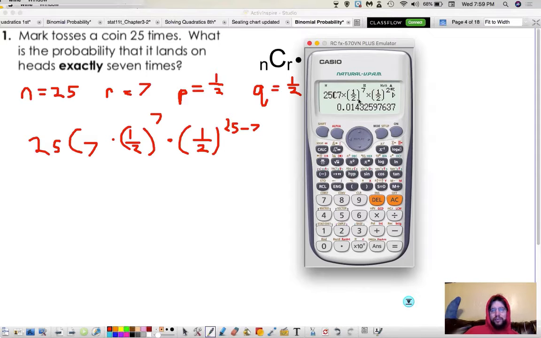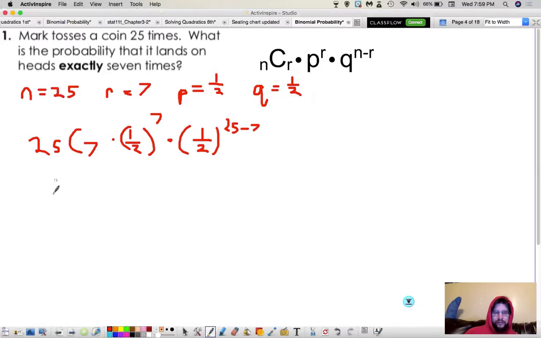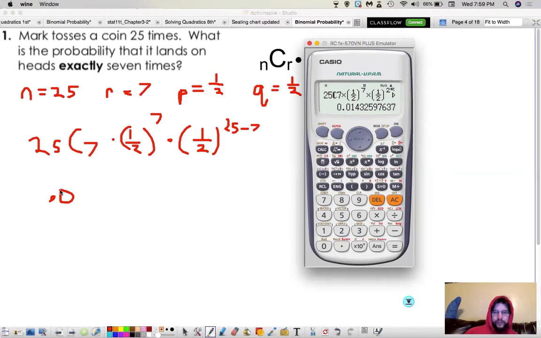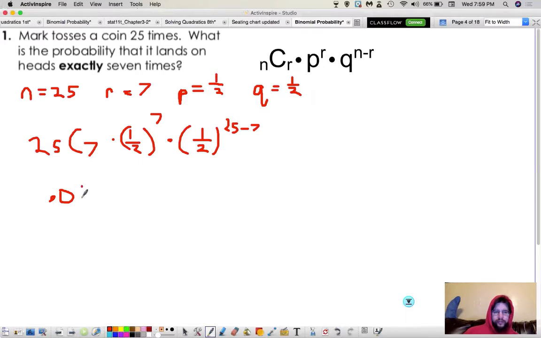So this is the probability that if you toss a coin 25 times, it'll land on heads exactly 7 times. We can multiply by 100 and make it a percent, or you can just write it out like this. For now, I'm just going to say write it to 4 decimal places and round. Don't not round, round. 4 decimal places. 0.0143.